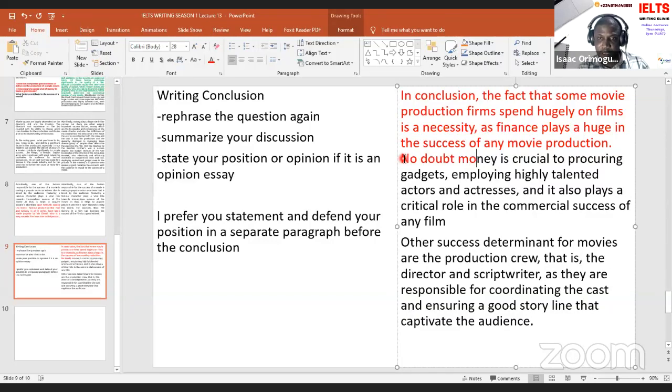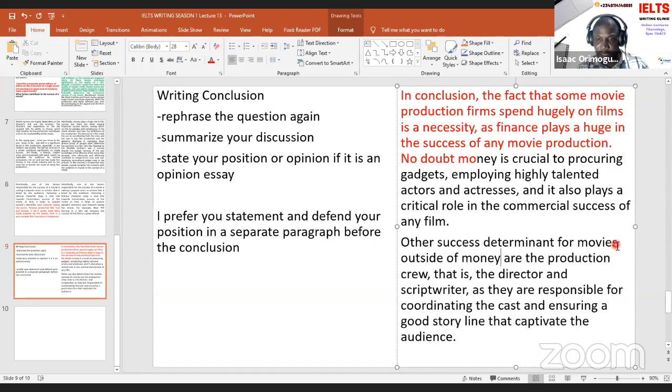Money is crucial to procuring gadgets, employing highly talented actors and actresses, and it also plays a critical role in the commercial success of any film. Other success determinants for movies, outside of money, are the production crew, that is the director and the scriptwriter, as they are responsible for coordinating the cast and ensuring a good storyline that captivates the audience.